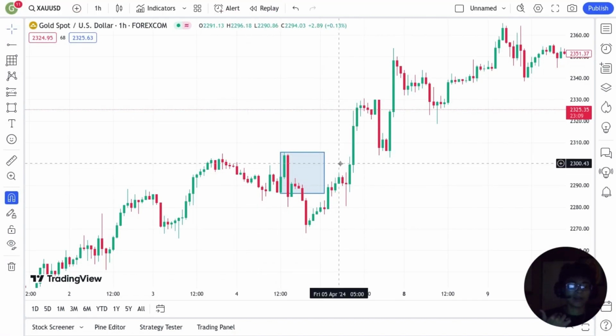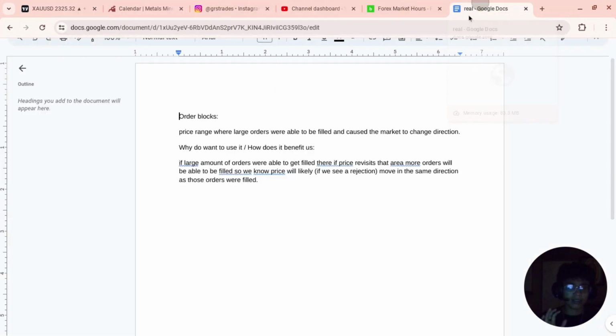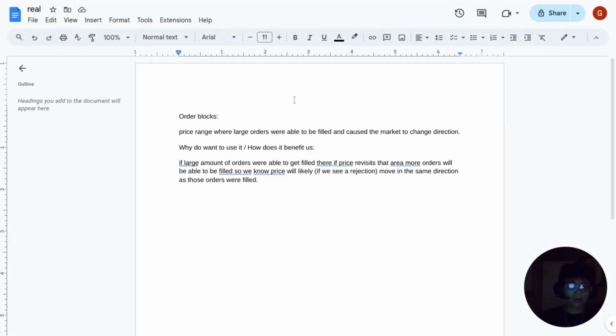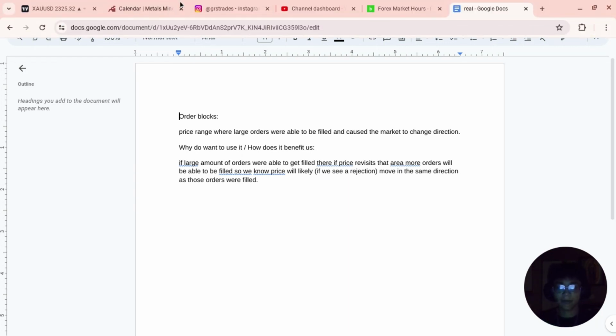But basically what I'm gonna show y'all is, first I'm gonna explain what order blocks are, as you can tell in the title of the video. So I already have this written down. Basically, an order block is a price range where large orders were able to be filled and cause the market to change direction. So what I mean by that is, look.